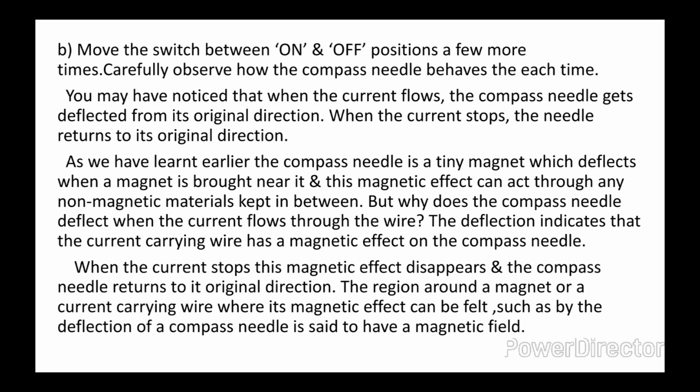The region around a magnet or a current carrying wire where its magnetic effect can be felt, such as by the deflection of a compass needle, is said to have a magnetic field. When do we say that there is a presence of magnetic field? When the current carrying wire or a magnet shows the presence of magnetic effect, that means when it attracts or when the compass needle deflects, then it is said to have a magnetic field.